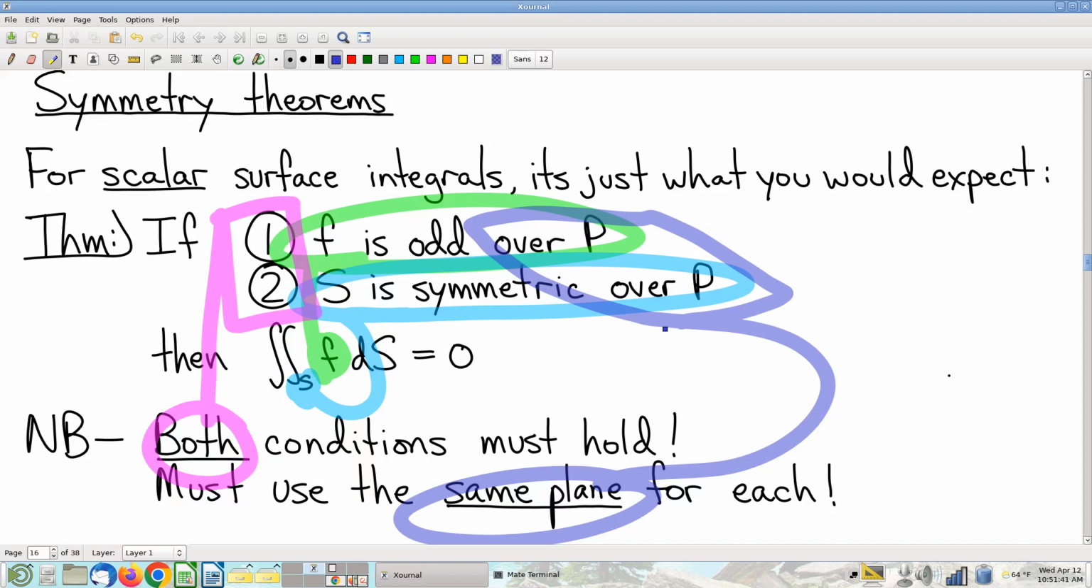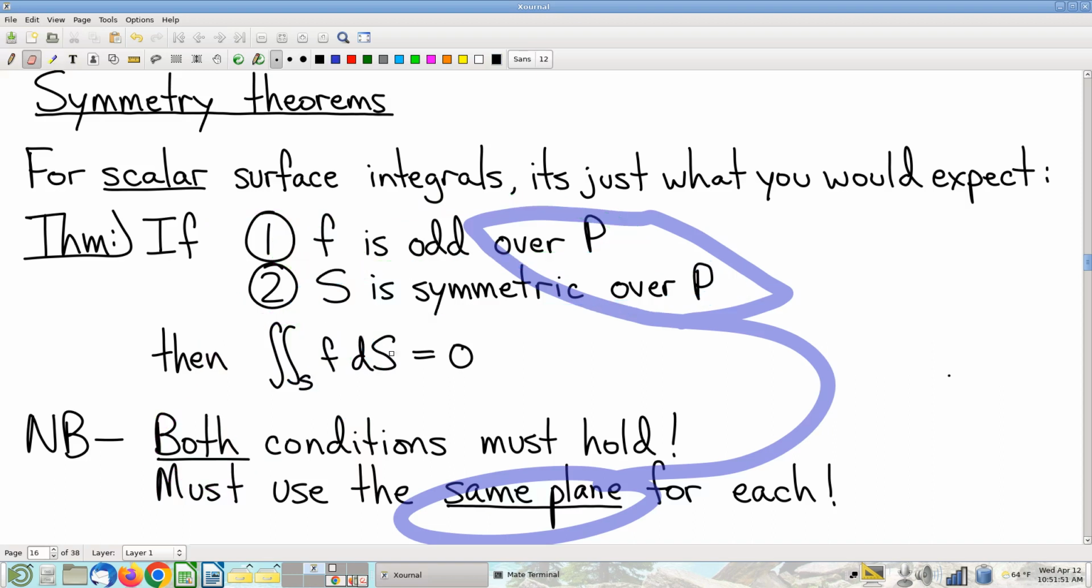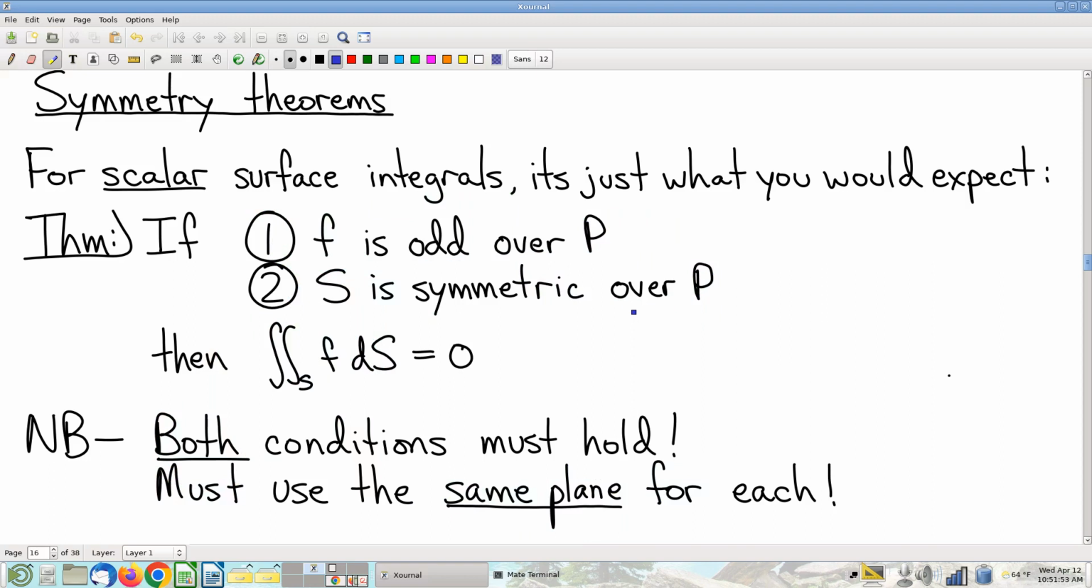I hope that's believable. Does anybody have any questions about this? Feel free to use symmetry arguments on scalar surface integrals. Okay, so fantastic. Now, the warning. This is specifically and only for scalar surface integrals. It does not work for vector surface integrals.